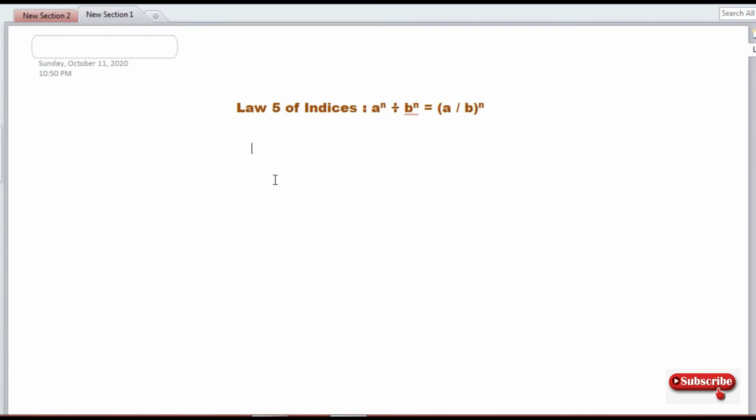The fifth law says a power n divided by b power n is equal to a upon b whole power n. So here the concept of division is going to be applied. This is the fifth law.